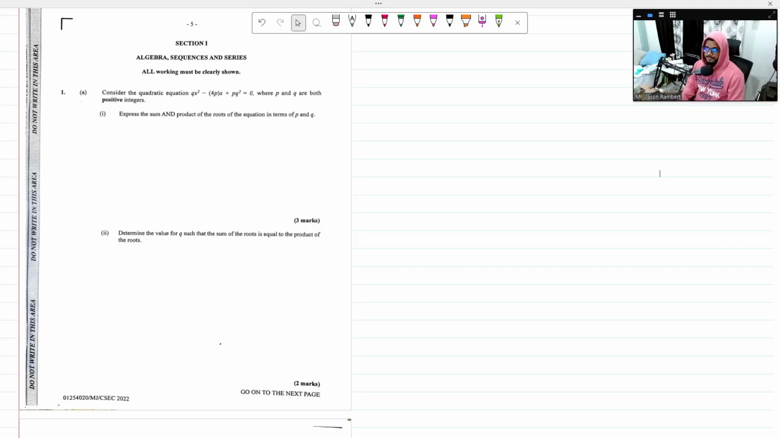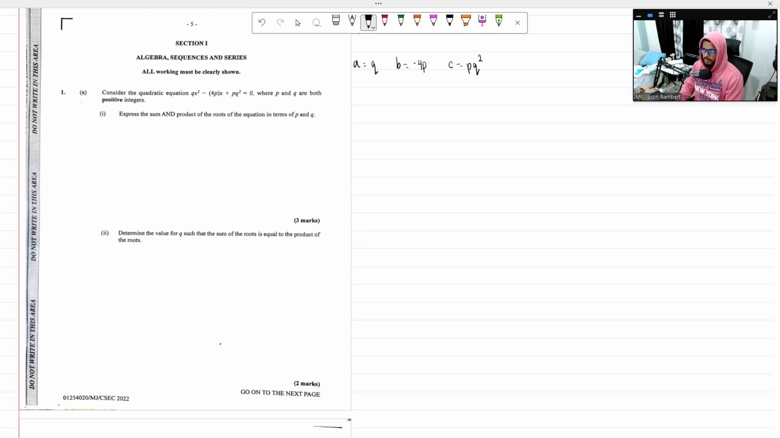All right, so number 1, consider the quadratic qx squared minus 4px plus pq squared is equal to 0, where p and q are both positive integers. Express the sum and products of the roots of the equation in terms of p and q. So first, I want to write down what a, b, and c is. So a is equal to q, b is equal to minus 4p, and c is equal to pq squared.